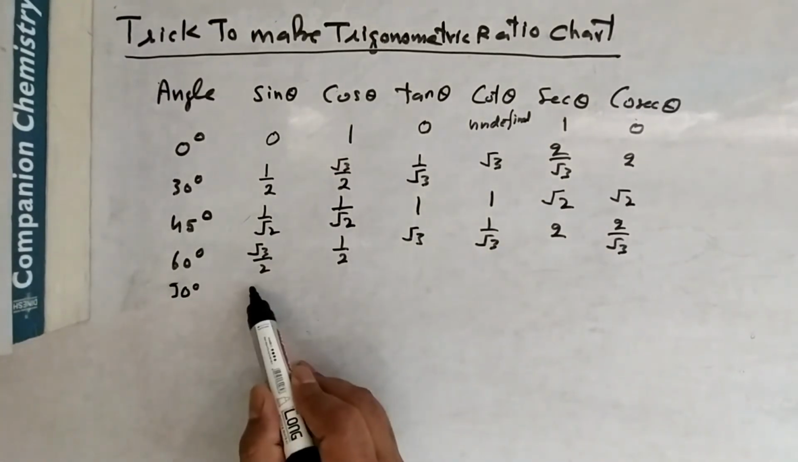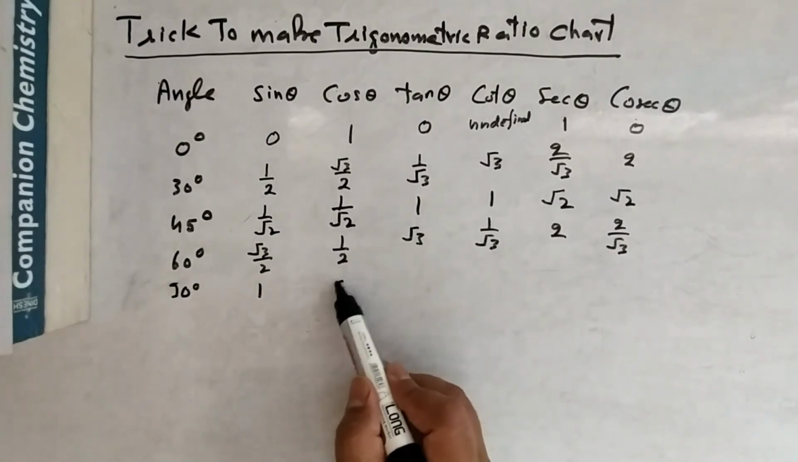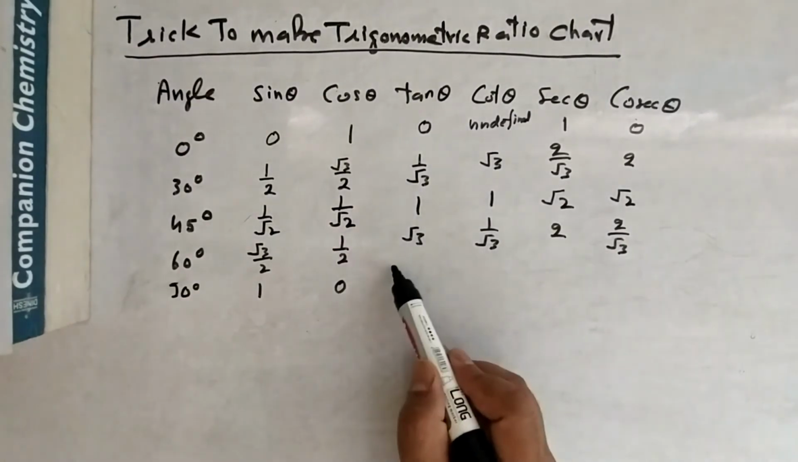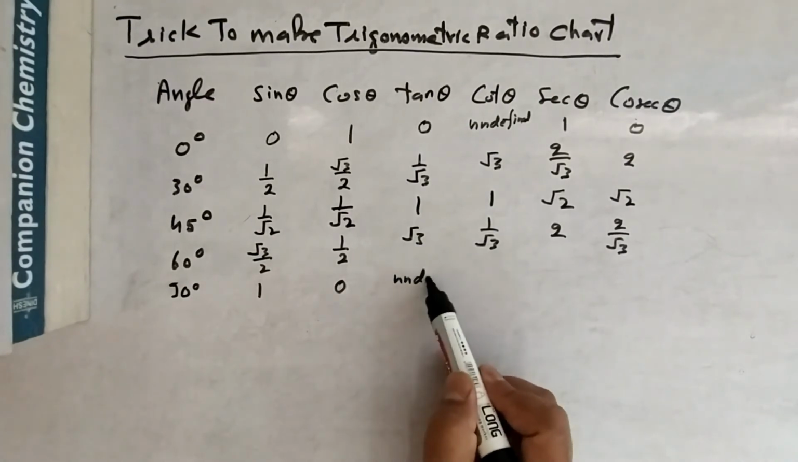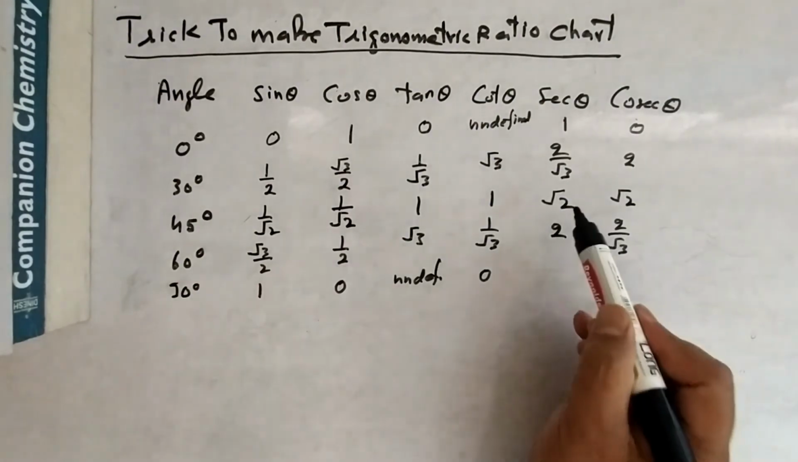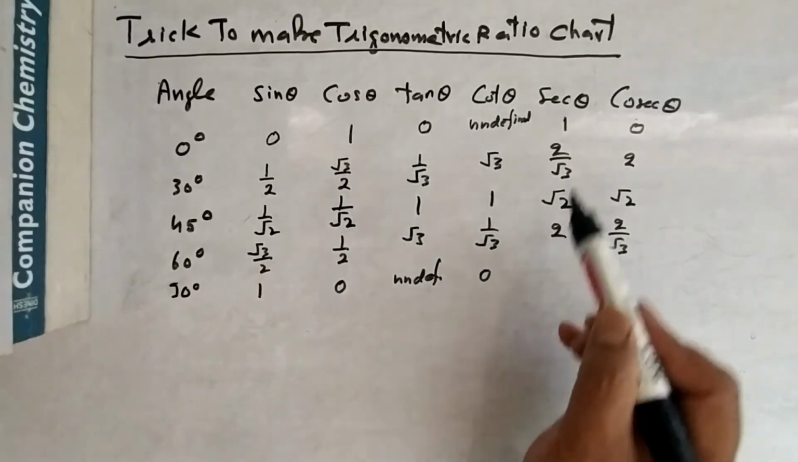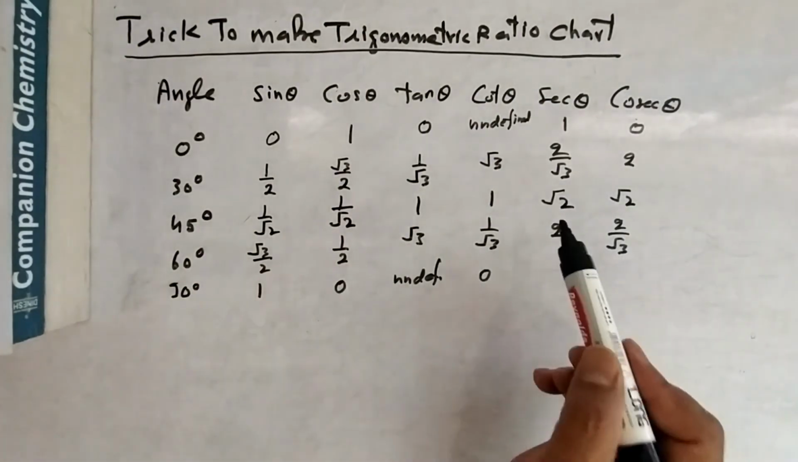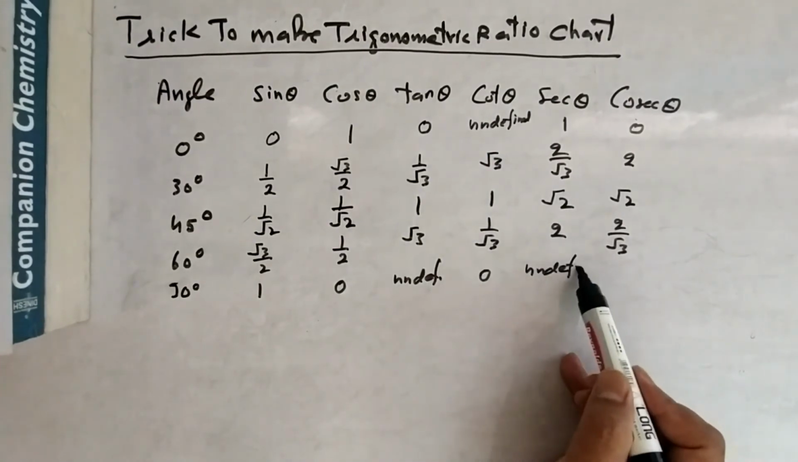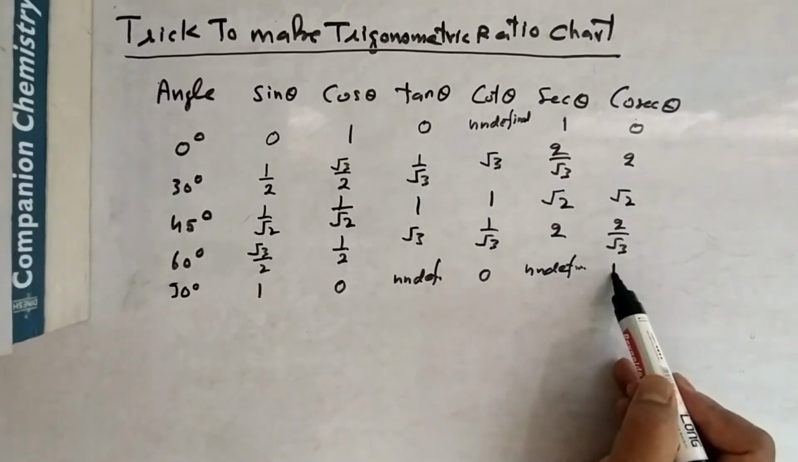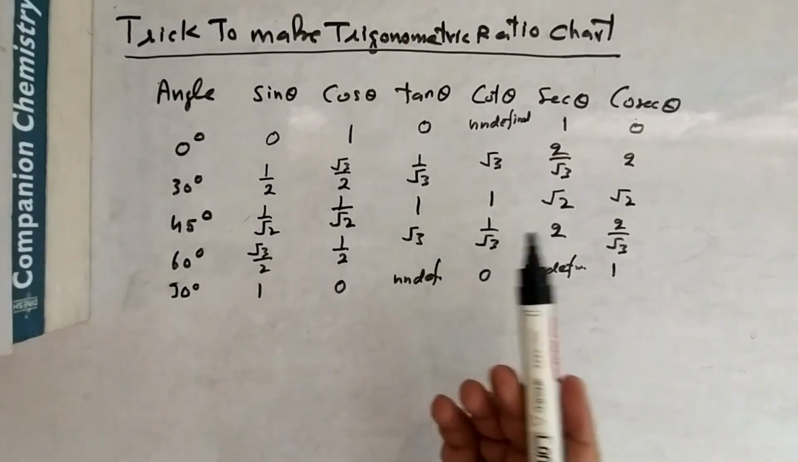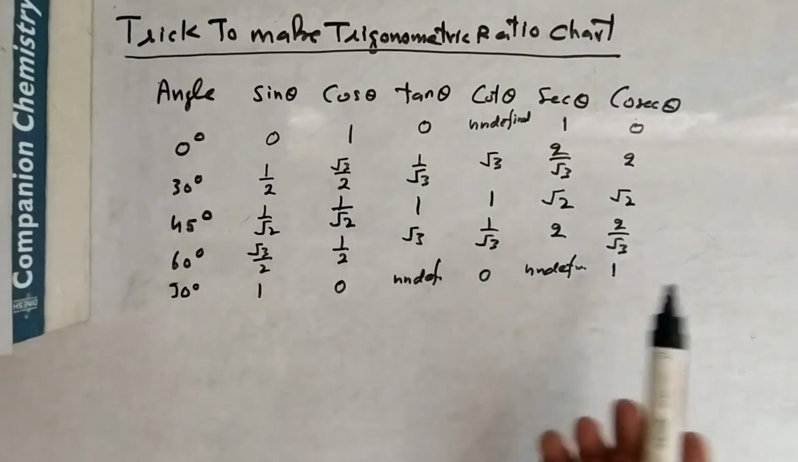Similarly, 90 degree. Sin 90 degree is 1. Cos 90 is 0. And tan 90 is undefined. This is undefined. But this one is 0. Secant 90 is 1 over cos, but this is again undefined. Okay, and this is the reciprocal of 1. So this is the easiest way to make this chart.